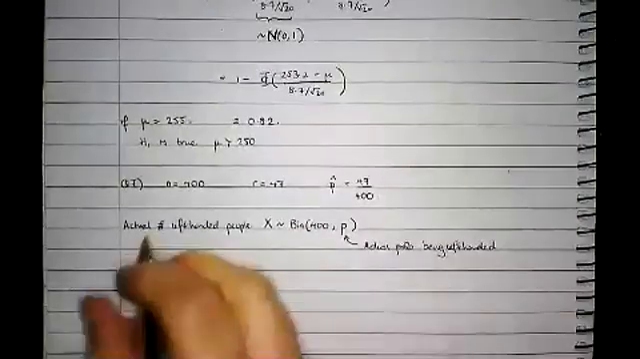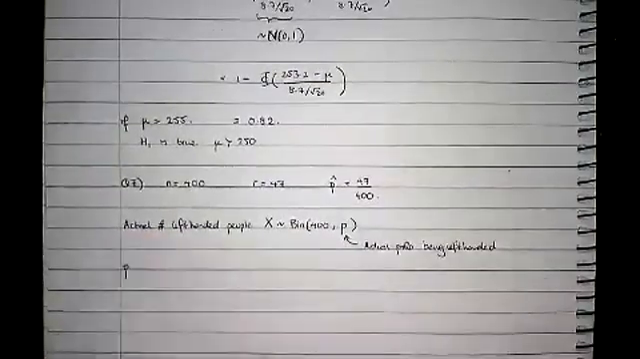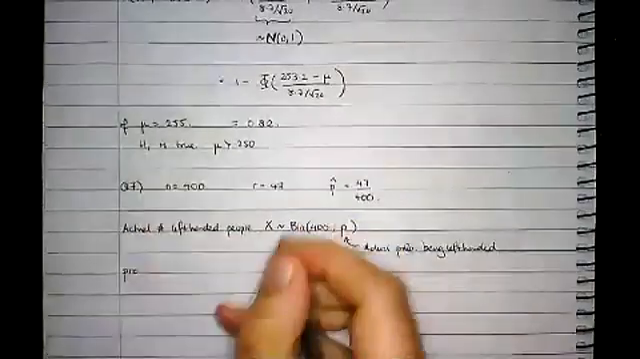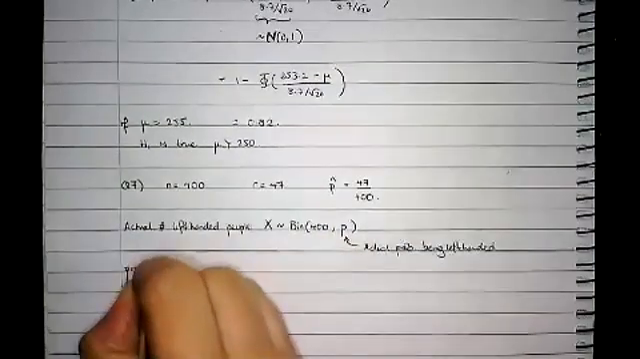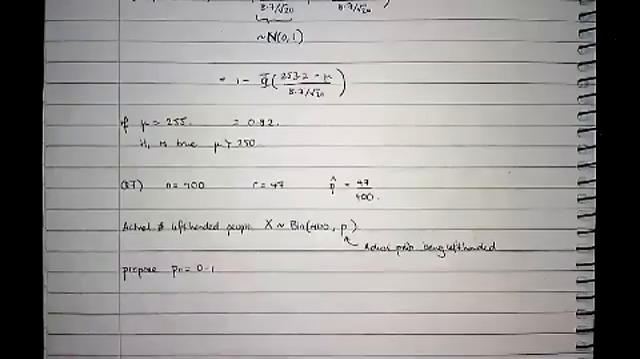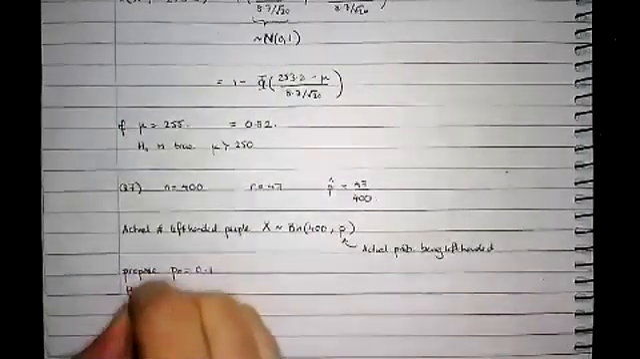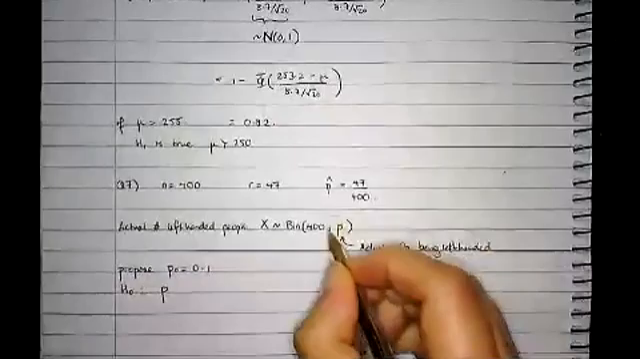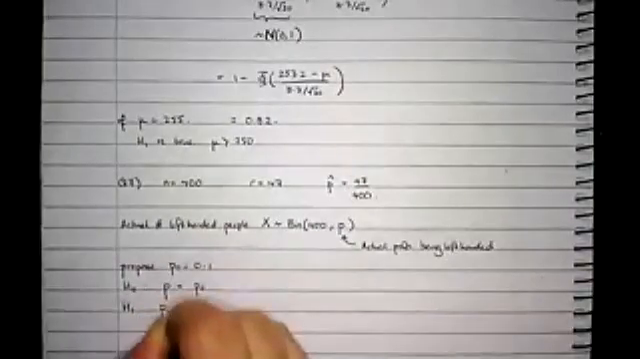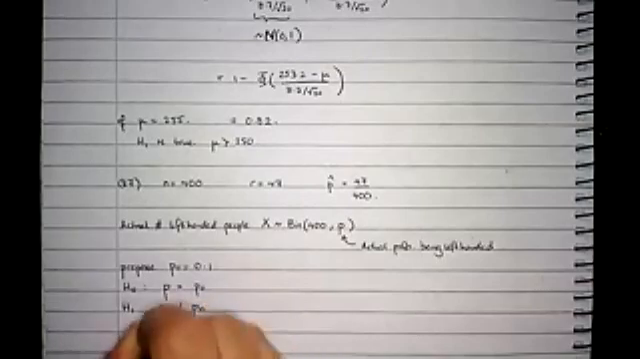So I've been told in the question that the proposed value of p is 10%. So the proposal is p0 equals 0.1. What we want to be testing is my H0 hypothesis, that the actual probability of being left-handed p is equal to p0, and my H1 hypothesis is going to be that this is not true. So p is not equal to p0.